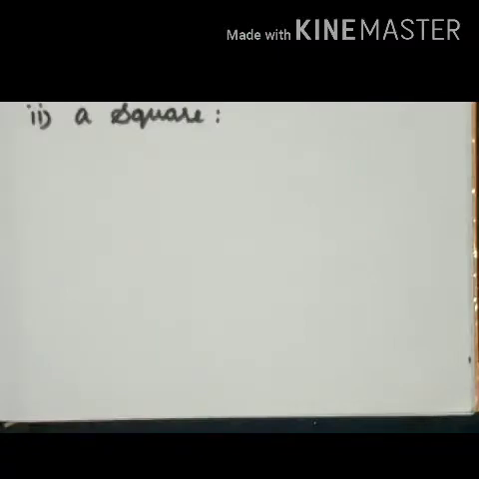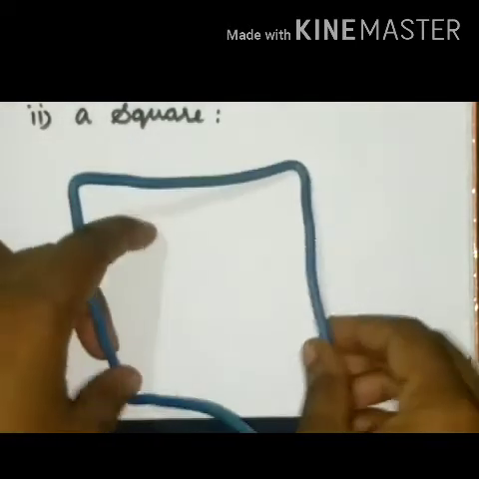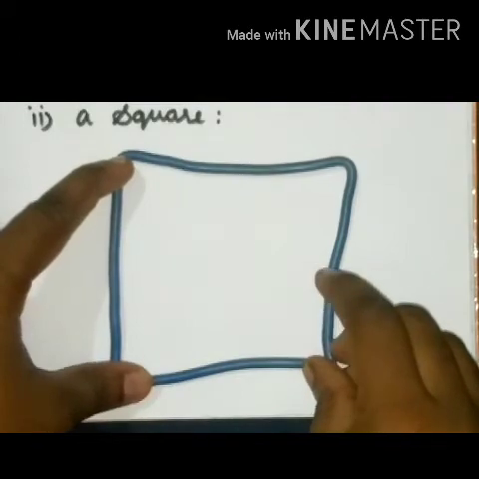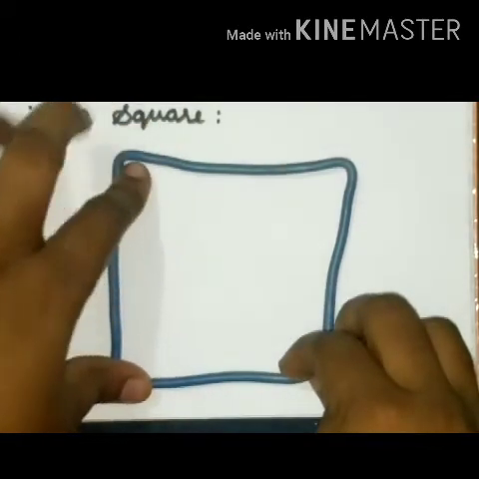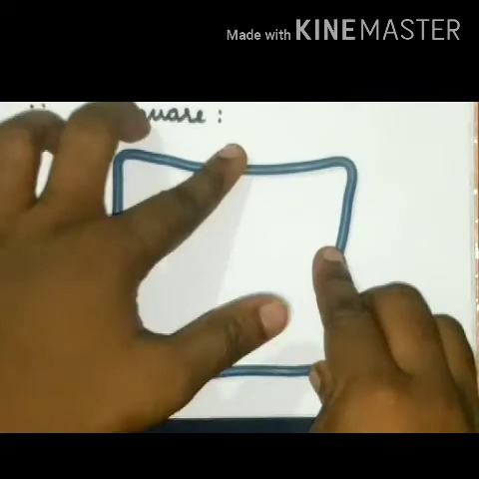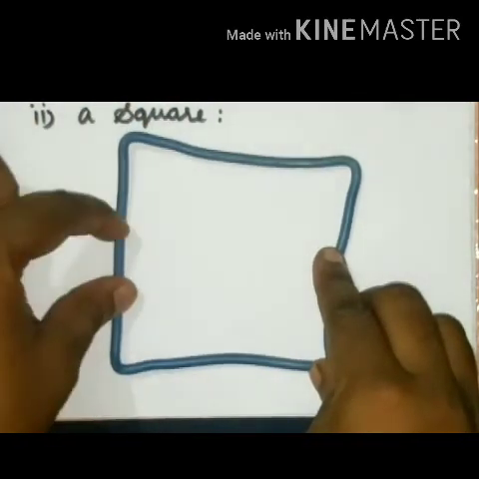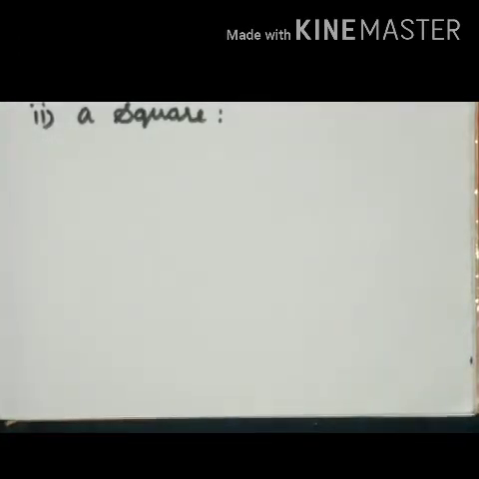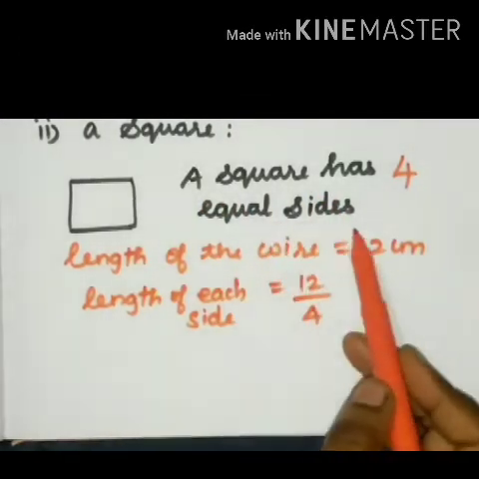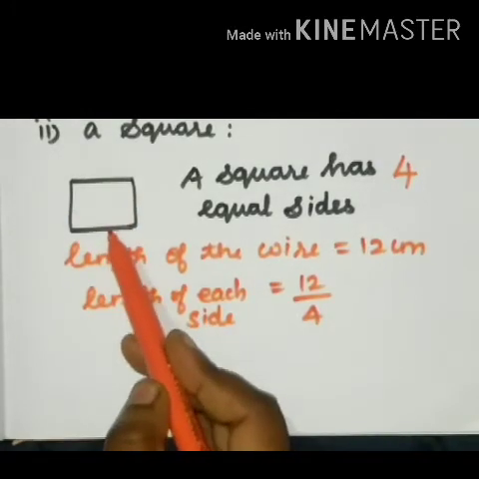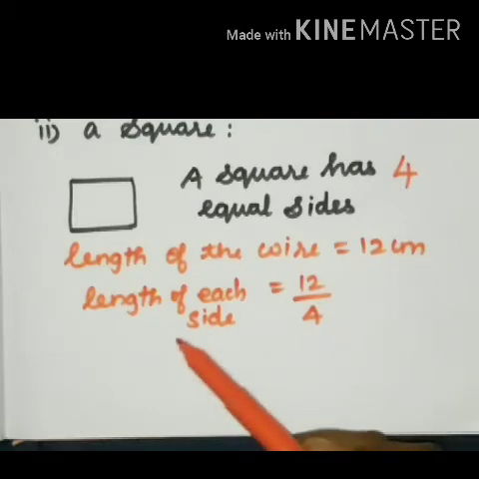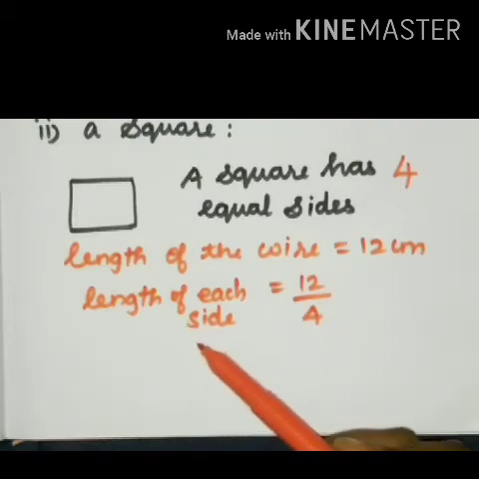Next, a piece of wire 12 cm. From that you are going to make a square. Square has how many sides? 1, 2, 3, then 4. Square has 4 sides. A square has 4 equal sides, that is 1, 2, 3, 4. And the length of the wire is 12 cm. From that you are going to find the length of each side.